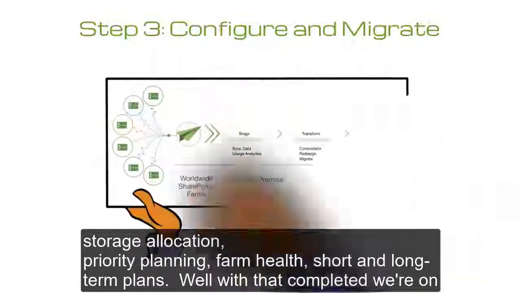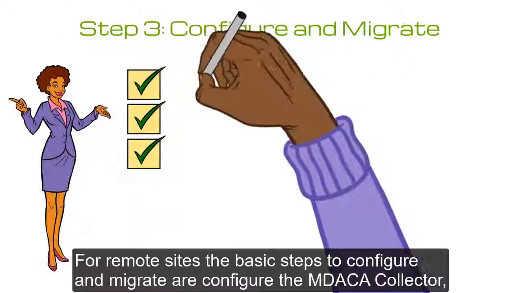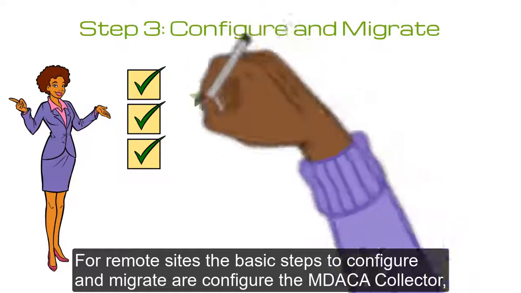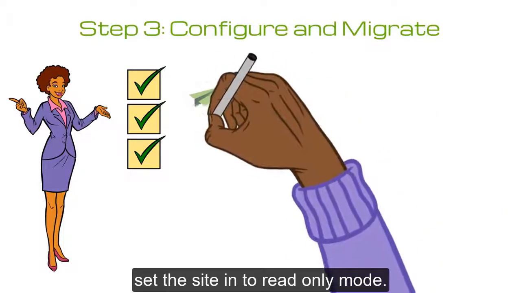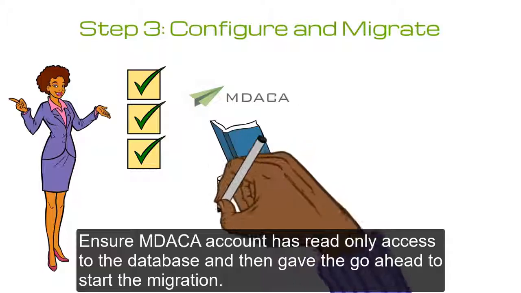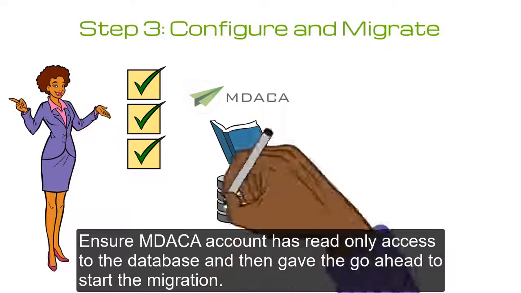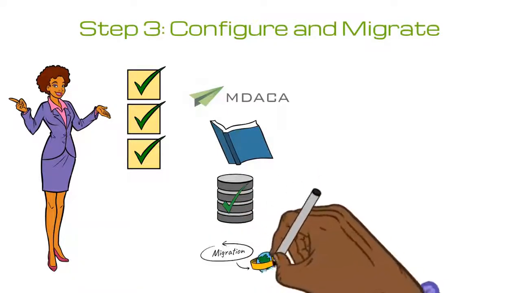Well, with that completed, we're on our way to configuration and migration. For remote sites, the basic steps to configure and migrate are: configure the MDACA collector, set the site into read-only mode, ensure MDACA account has read-only access to DB, and then give the go-ahead to start the migration.